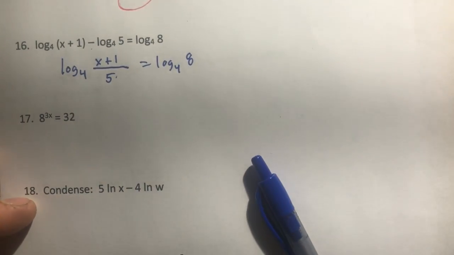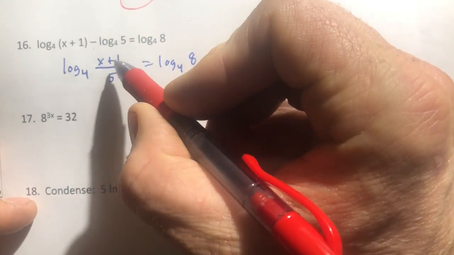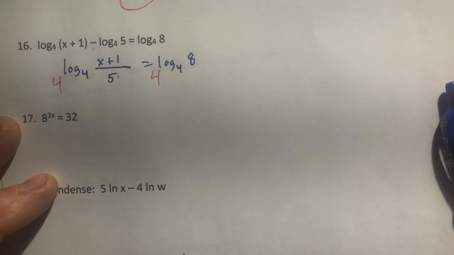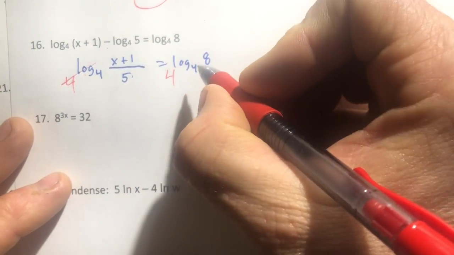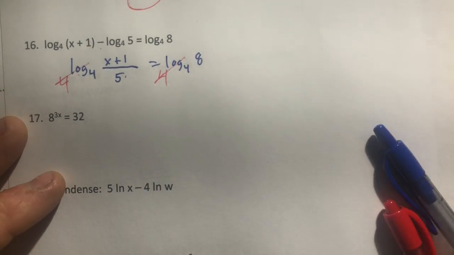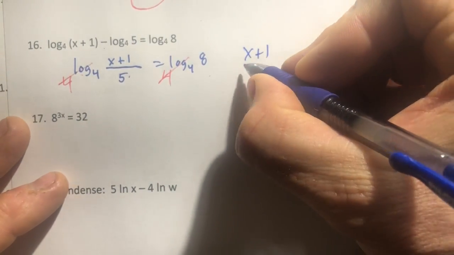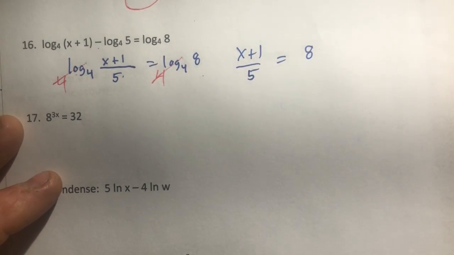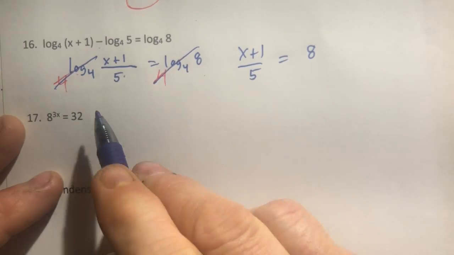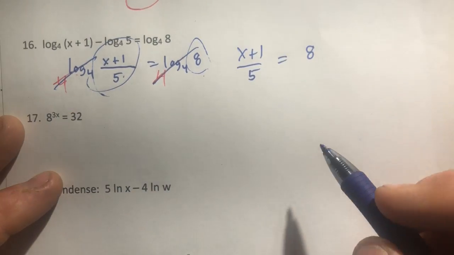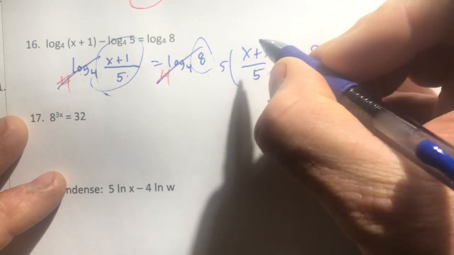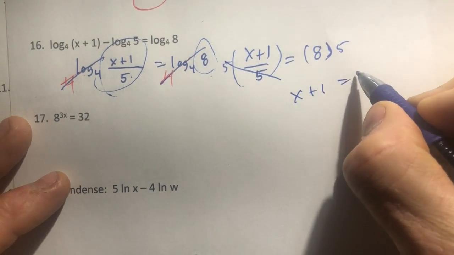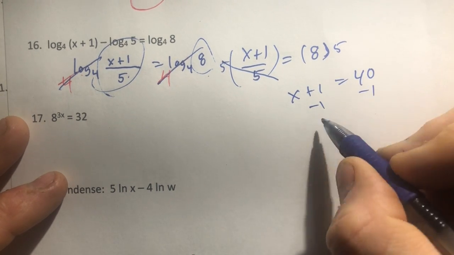All right, now what I can do is, since I got the argument has a variable, I could do 4 to this power equals 4 to that power, which makes this cancel off. It makes that cancel off. So I've got x plus 1 over 5 equals 8. Because this canceled off and that canceled off. So I just have this equals this. All right, well, to solve this, I multiply both sides by 5. This will cancel. X plus 1 equals 40. And then minus 1, I get 39.